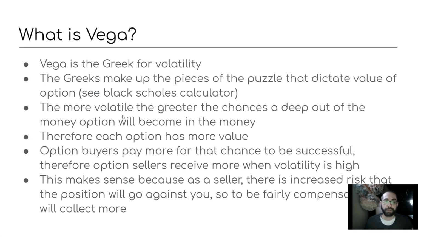So let's get right into it today. What is Vega? Vega is the Greek for volatility. So you can remember very easily, V for Vega, V for volatility. And what are Greeks? Well, very simply put, Greeks are the pieces of the puzzle that dictate the value of an option. So different pieces might be weighted differently, especially on the time, how close they are to expiration.